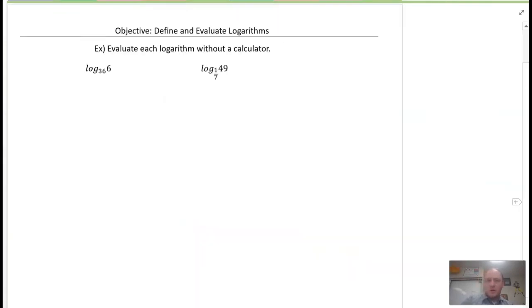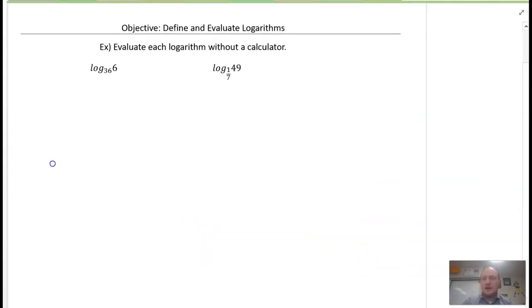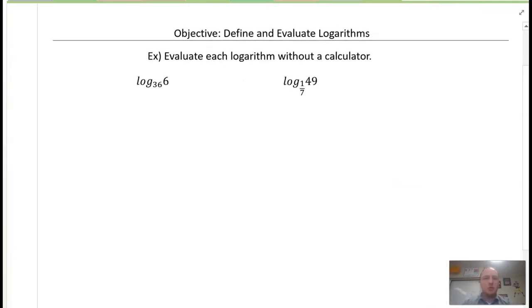Okay, so we'll ramp up our problems and make them a little bit more tricky. Again, you are welcome. So we have log base 36 of 6, and I'll set this equal to a variable. Next, I'll rewrite from logarithmic form to exponential form. So base 36, inputs and outputs switch. So 36 to the power of x is equal to 6.